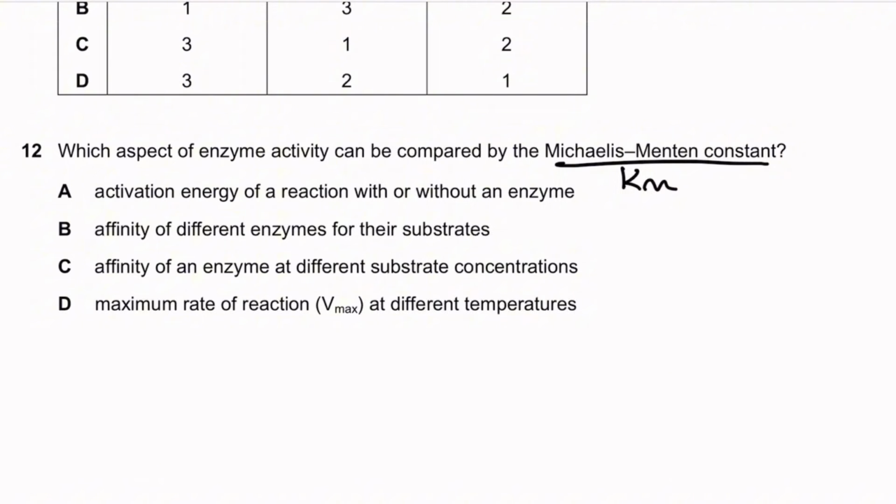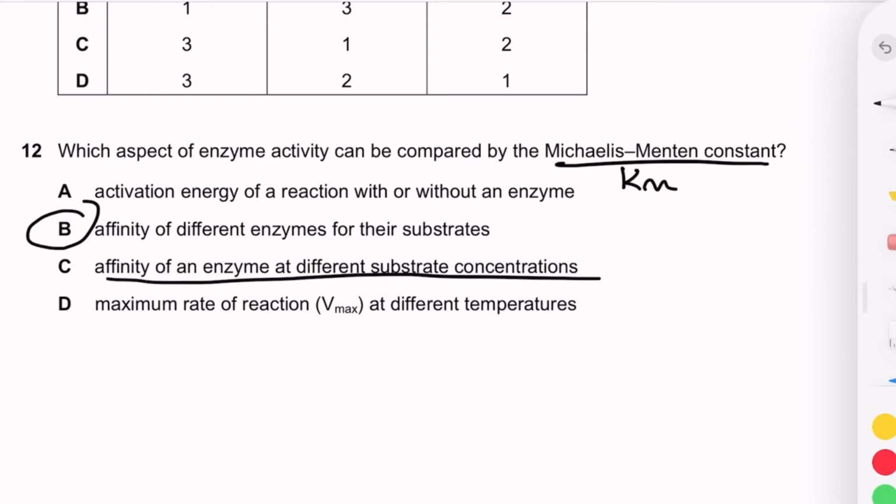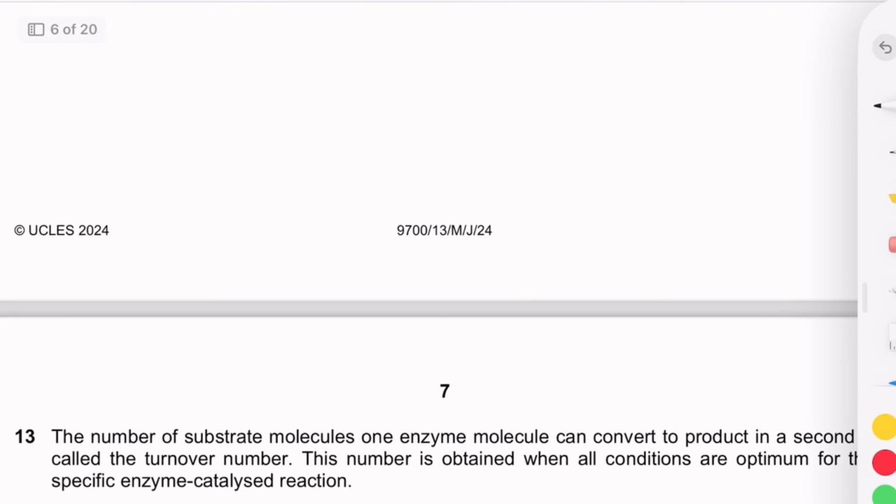So we use it in order to compare the affinities of the enzyme to their substrate. So affinity of an enzyme at different substrate concentrations, the activation energy of the enzyme, affinity of different enzymes for their substrate, and then yes, I would say affinity of different enzymes to their substrate, because the affinity remains the same no matter the substrate concentration, unless obviously you add something like a competitive inhibitor.